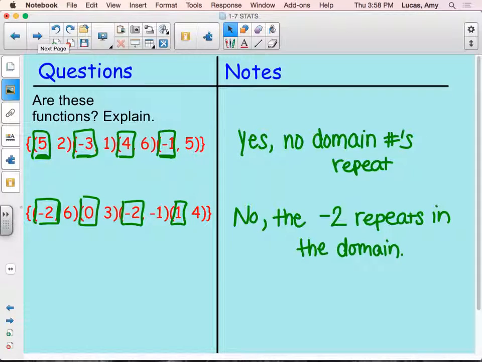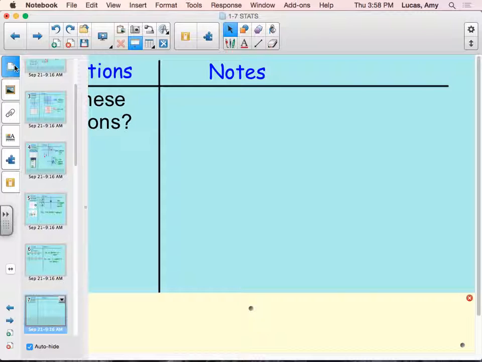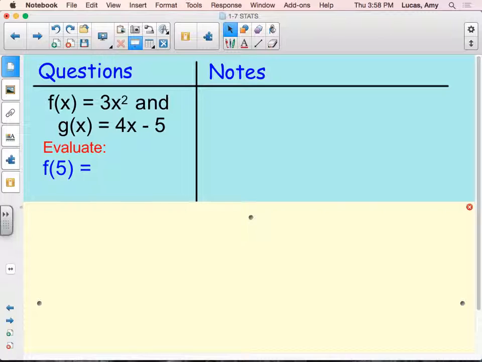Okay. Now that we've mastered figuring out if something is a function, we are switching over to some function notation next. Here we go. We have two different functions. F of x equals 3x squared, and g of x equals 4x minus 5. Evaluate f of 5.